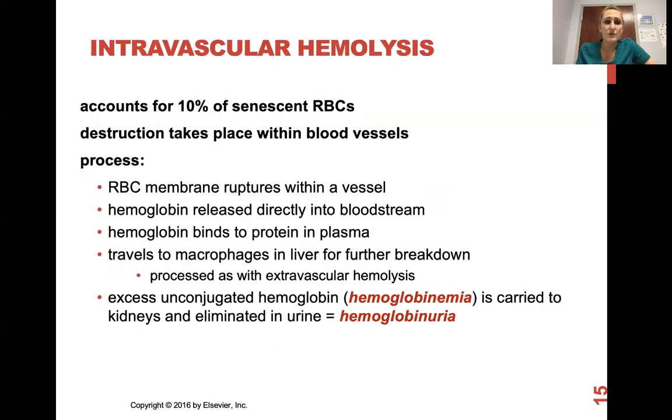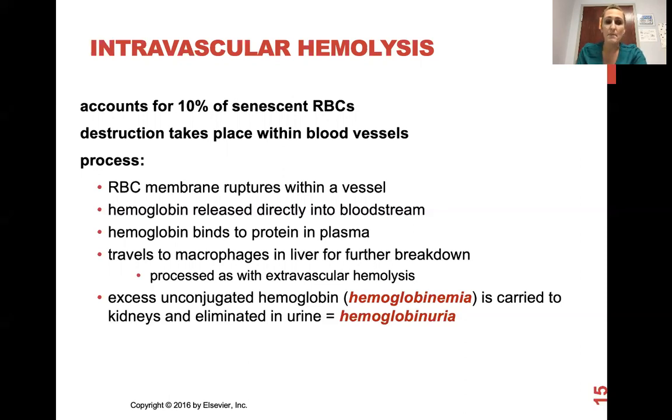A little bit more about intravascular hemolysis. I mentioned that it accounts for 10% of senescent red blood cell destruction. That destruction takes place within those blood vessels. Basically, the red blood cells are always being exposed to some type of oxidative stress. And that can be different pHs in the body, different things like that, that can disrupt the cell membrane and make it weak, misshapen, fragmented, things like that. Disease processes can do that. Some medications or drugs can do that. So there are many reasons to have oxidative damage.